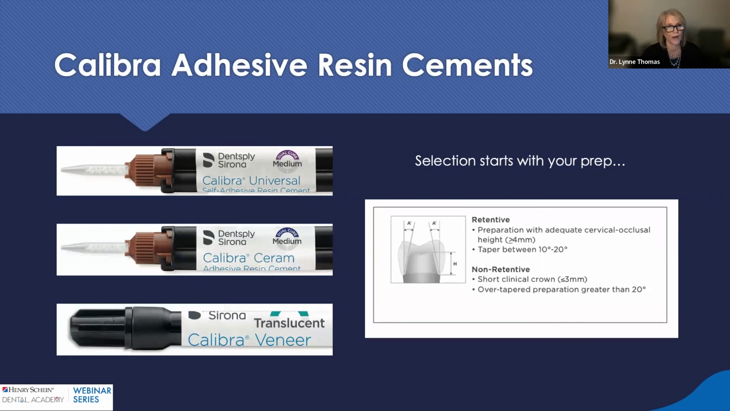So what are you picking, whether it's going to be a luting or an adhesive cement, really just depends on your prep and what kind of retention you have available. Short clinical crowns, you're going to want to make sure that you use an adhesive. If you have good longer walls with a good taper to them, then you can go ahead and use a luting cement.